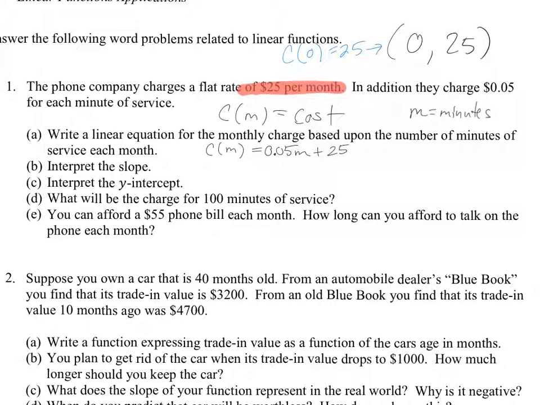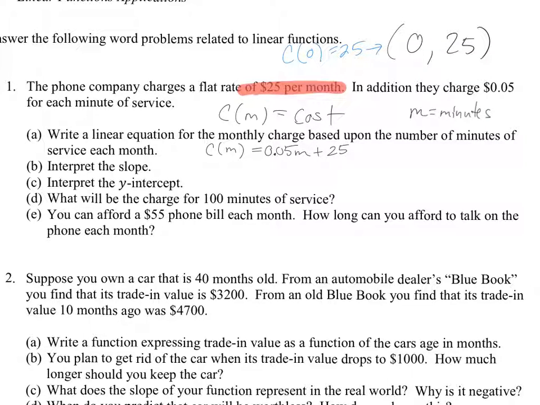But that's depending upon which unit you chose. And that's up to you, actually. I would personally choose dollars because it was all given in dollars, but if you wanted to change it up, you can. Interpret the slope. Interpret the slope in words. What is the slope? 0.05. But in words, I said. In words, what is it? Interpret it. Oh, it's the cost per minute. Cost per minute. Okay? Part B is cost per minute.